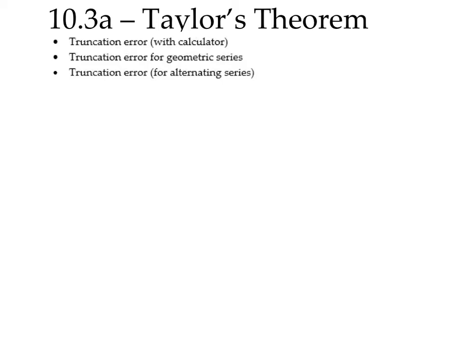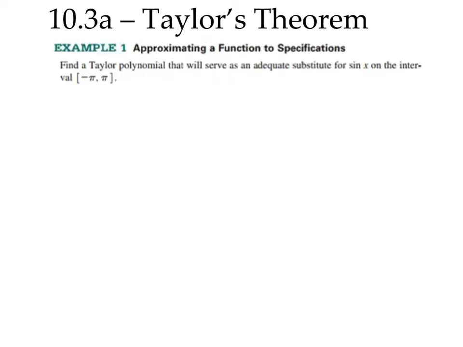I mean, who could? So we want to use what's called a Taylor polynomial, just part of the infinite series, a truncated piece of it, to approximate the sine function. But how many terms should we use, and how good is the approximation? Example 1 says, find a Taylor polynomial that will serve as an adequate substitution for sine of x on the interval negative pi to pi.